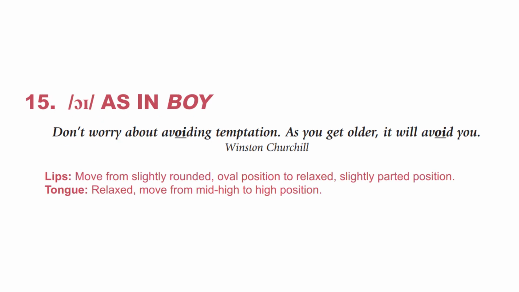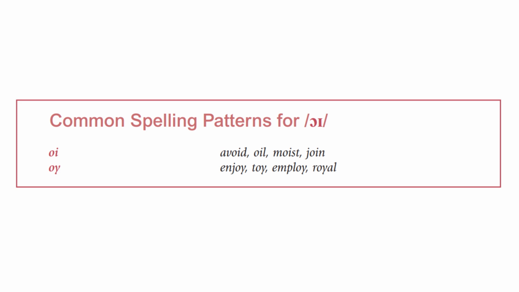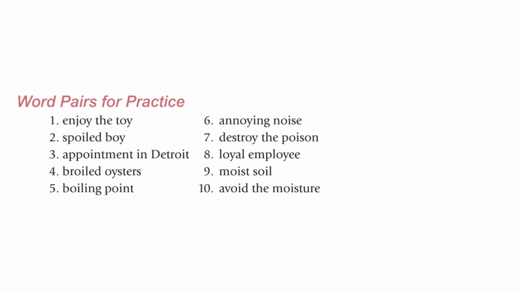Oi as in boy. The lips move from a slightly rounded oval position to a relaxed, slightly parted position. The tongue is relaxed, moving from a mid-high position to a high position. Common spelling patterns for this sound include OI, as in avoid, oil, moist, enjoin, and OY, as in enjoy, toy, employ, royal.